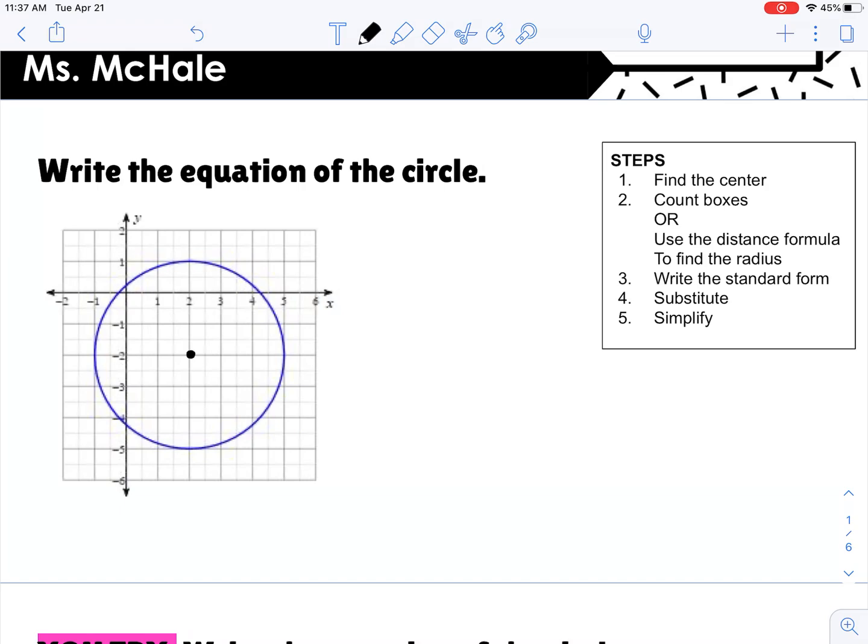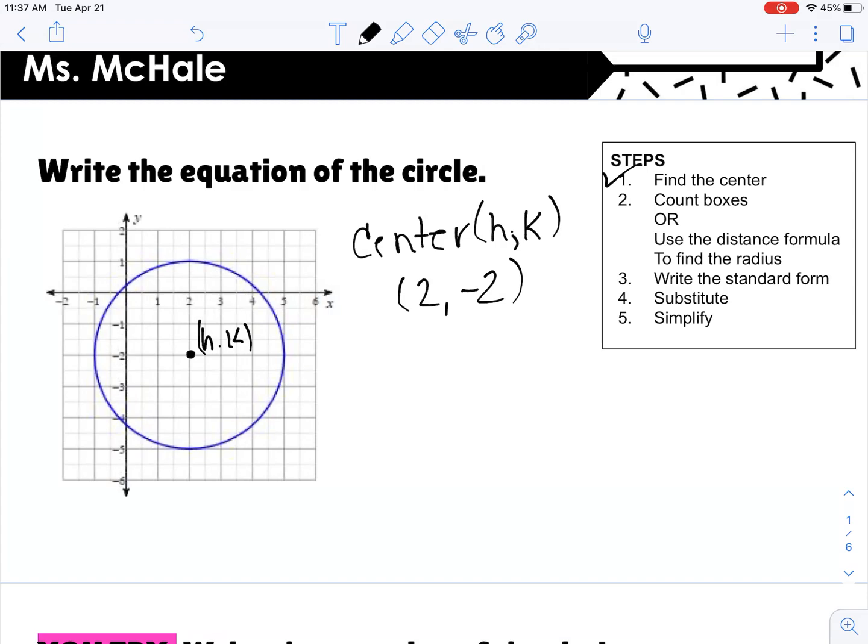Okay, we know that the center is (h, k). So this is our (h, k). Okay, so our center, which we know as (h, k), let's figure out the coordinates of that guy. So that is at (2, -2). Okay, so we found the center. Next, we need to find the radius.